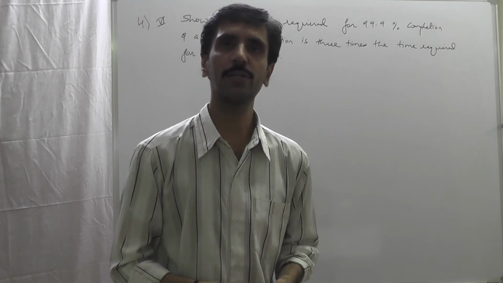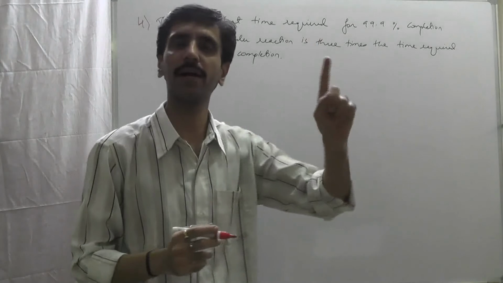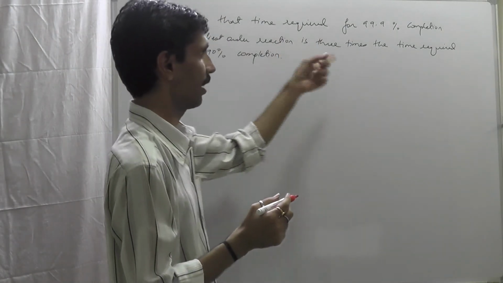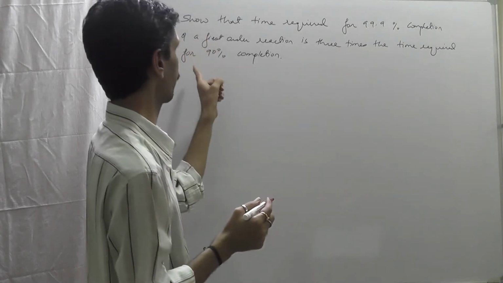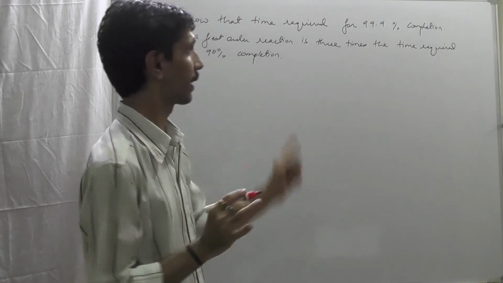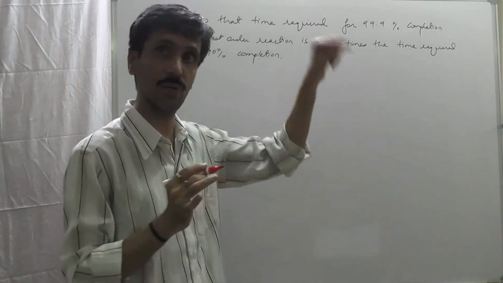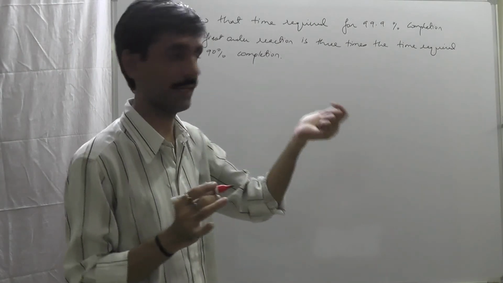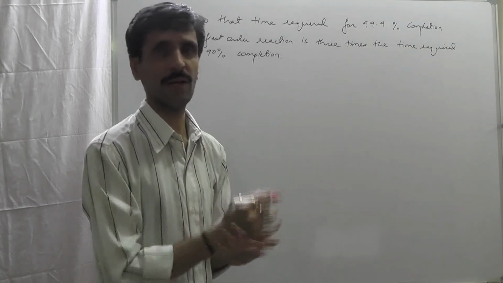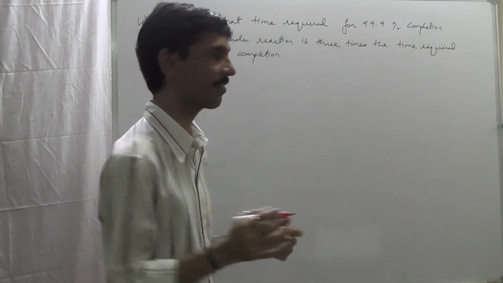Alright, my dear friends, we now go into the number 6 numerical. Show that the time required for 99.9% completion of the first order reaction is 3 times the time required for 90% completion. ये हमें prove करना है, कि 99.9% completion का first order reaction है वो 3 गुना ज़्यादा है as compared to the time required for 90% completion. So the solution is not so difficult. I will just explain how it is.